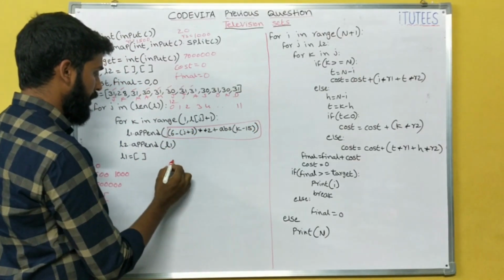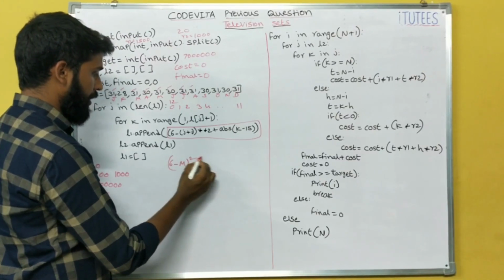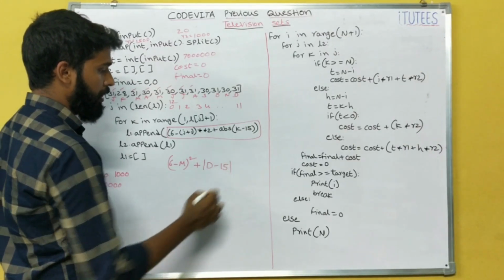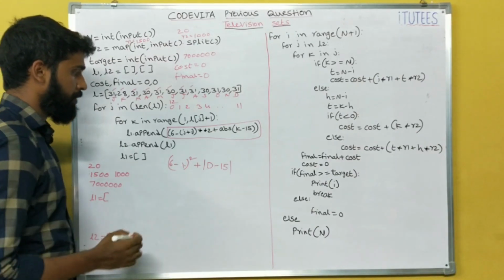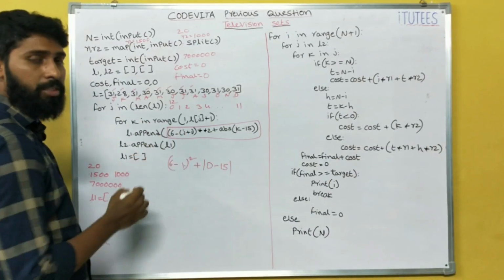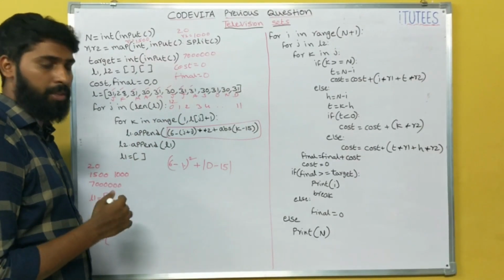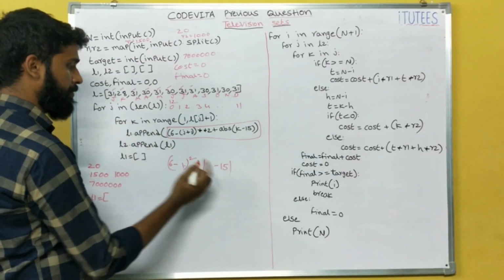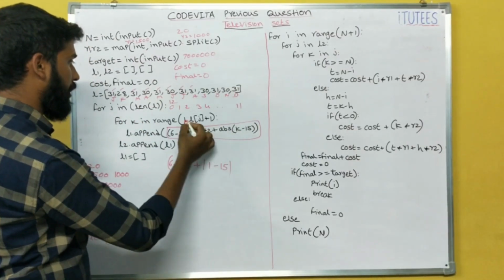The formula is 6 minus M square plus D minus 15, mod of D minus 15. So M is month. So that means the index of J plus 1. If the index is 0, that means we are going to find the first month. So date is nothing but K. For example, 1 means K plus here. The range is starting from K.